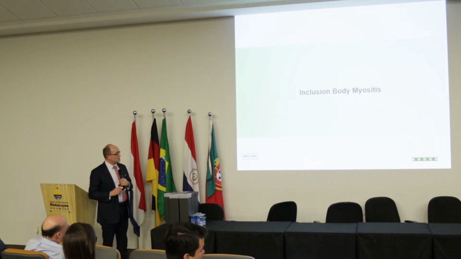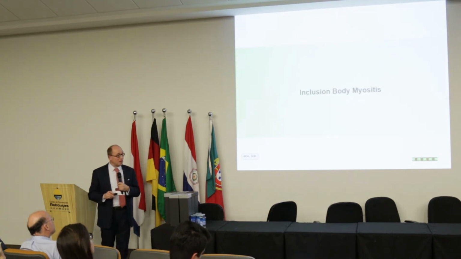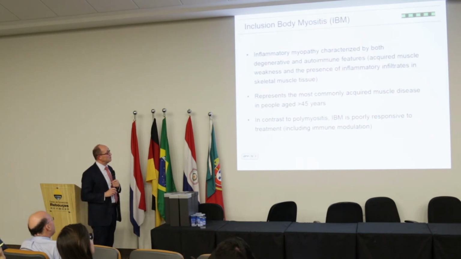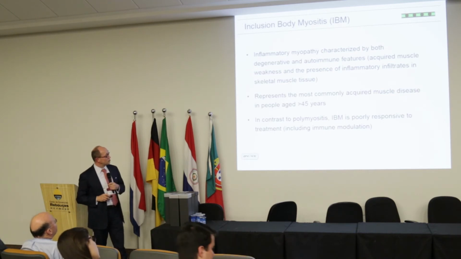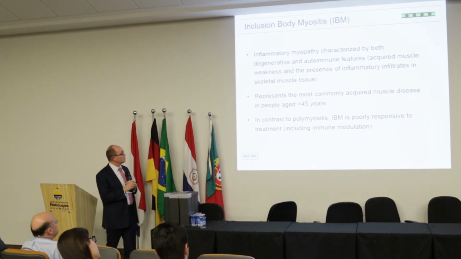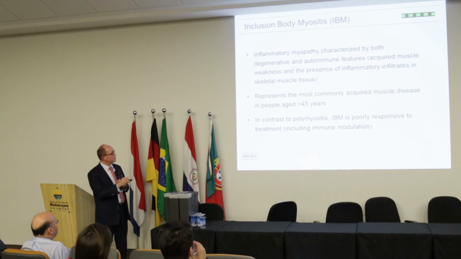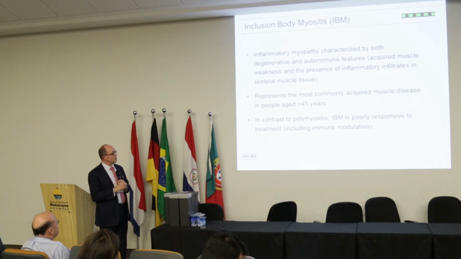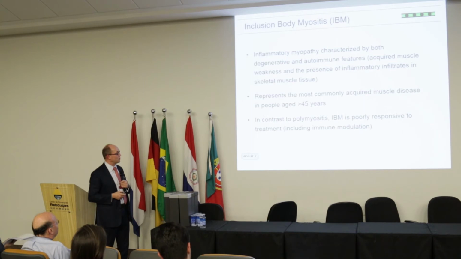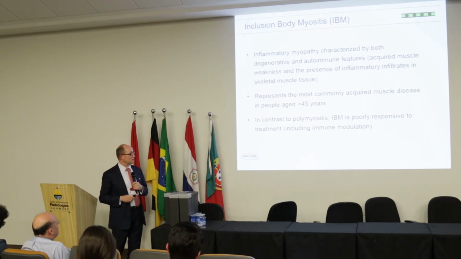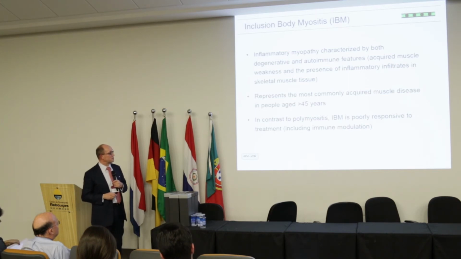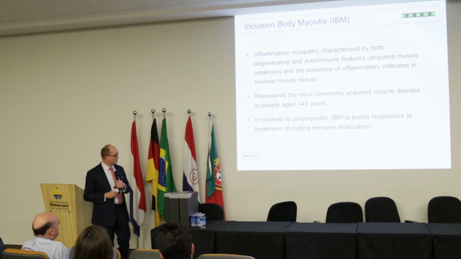Now my last few topics, about inclusion body myositis. This is an inflammatory myopathy characterized by both degenerative and autoimmune features, acquired muscle weakness, and the presence of inflammatory infiltrates in skeletal muscle tissue. It represents the most commonly acquired muscle disease in people aged above 45 years. And in contrast to polymyositis, inclusion body myositis is poorly responsive to treatment, including immune modulation.